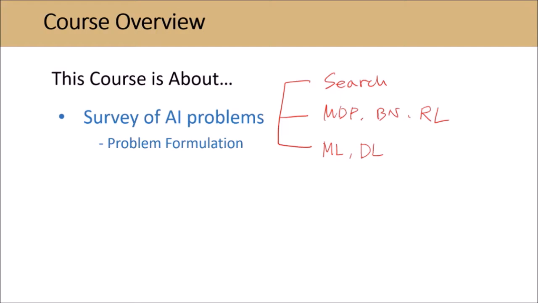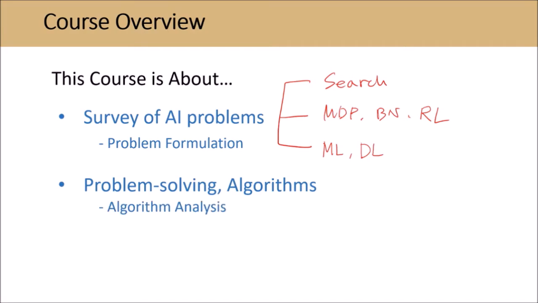In each category, we'll talk about how to formulate the problem and what the properties of the problem are, and that leads to which algorithm is suitable. So as a consequence, we'll talk about problem solving techniques, in other words, algorithms. And we will also talk about how those algorithms perform. And we'll also talk about how to improve those algorithms using various methods and frameworks.